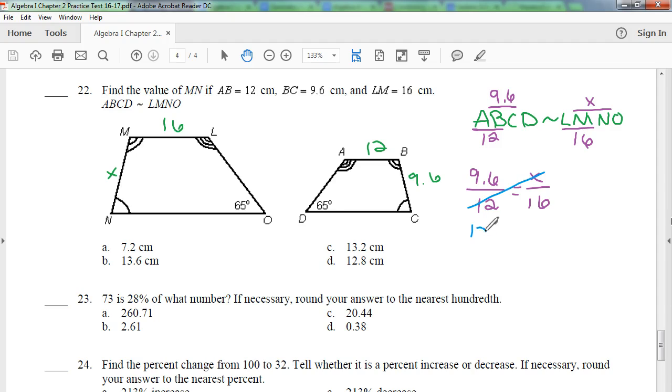X times 12 is 12x, and 9.6 times 16 is 153.6. Divide both sides by 12, and that gives us x is equal to 12.8. And that is choice D.